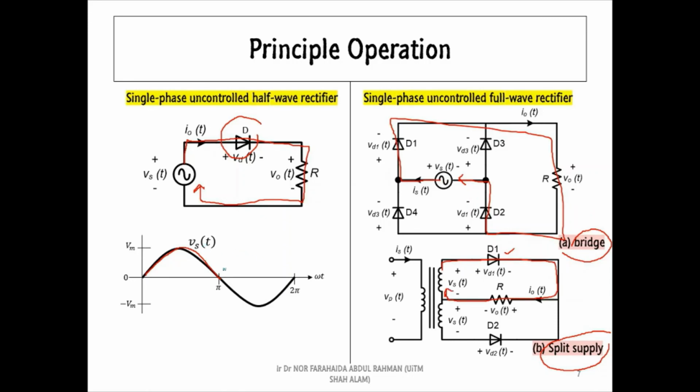Next, when the half cycle of the AC supply voltage waveform is negative, diode D in the half-wave rectifier is in reverse bias. As a result, it creates an open-loop circuit and therefore current cannot flow to the load anymore. Nevertheless, in the full-wave rectifiers, current is still flowing to the load. It is because in the bridge rectifier, diodes D3 and D4 are in forward bias, while in the split supply rectifier, diode D2 is in forward bias.